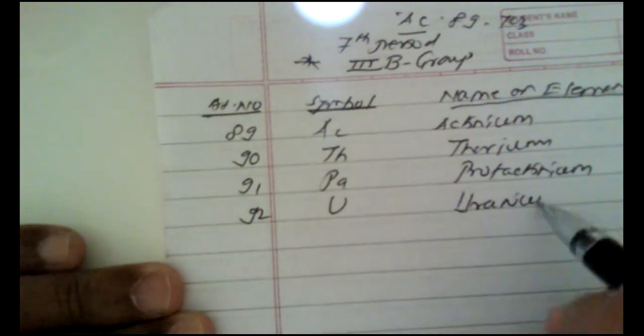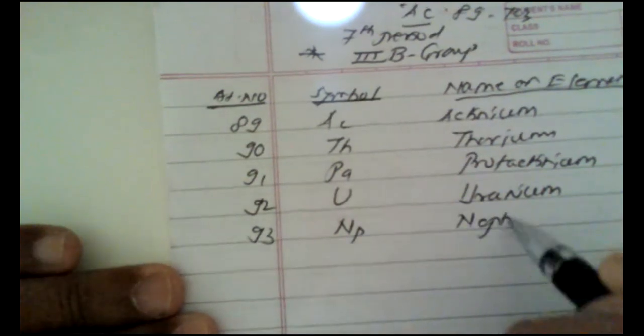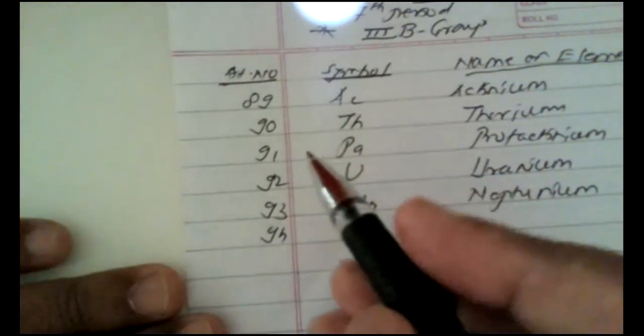Now, as we know, atomic number 89, symbol Ac, name of the element is actinium, first member. Then atomic number 90, Th, thorium. 91, Pa, known as protactinium. Then 92, uranium. Then 93, Np, name of the element is neptunium. You should listen to this very carefully and attentively.